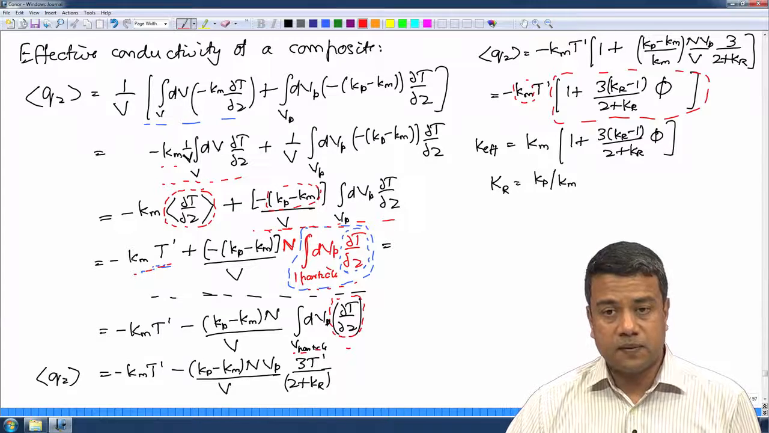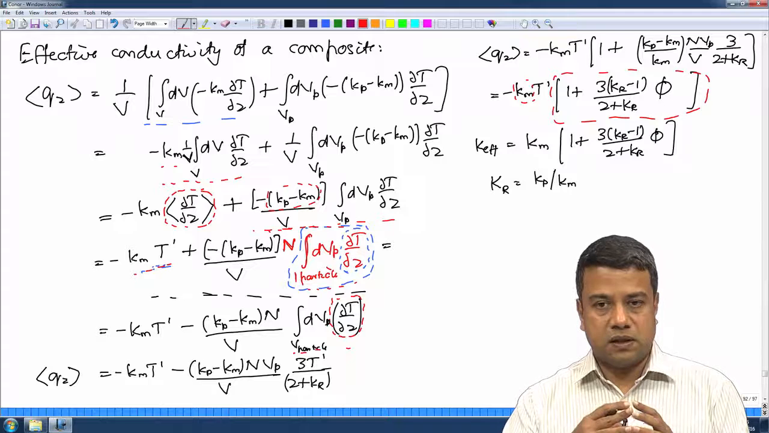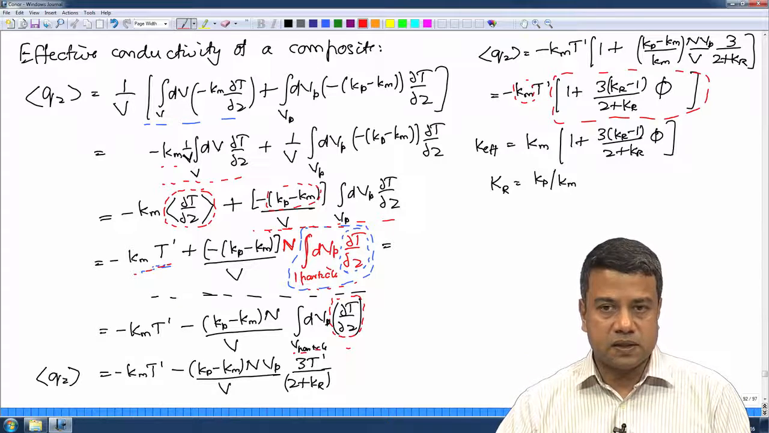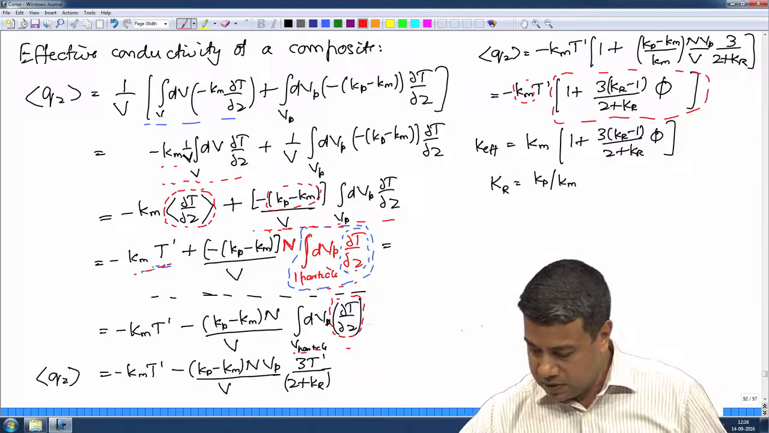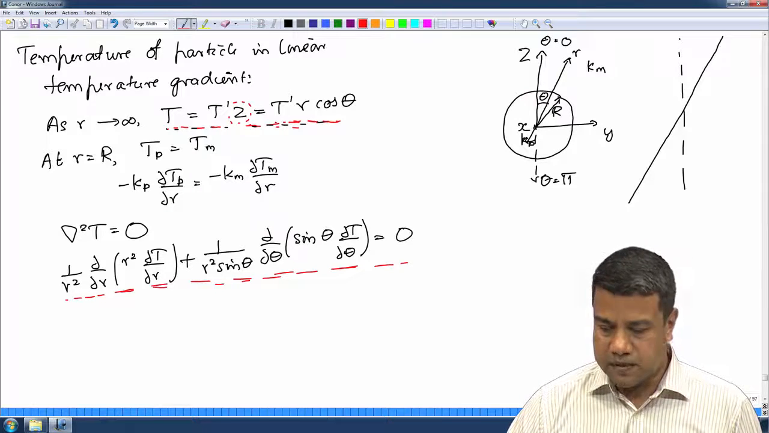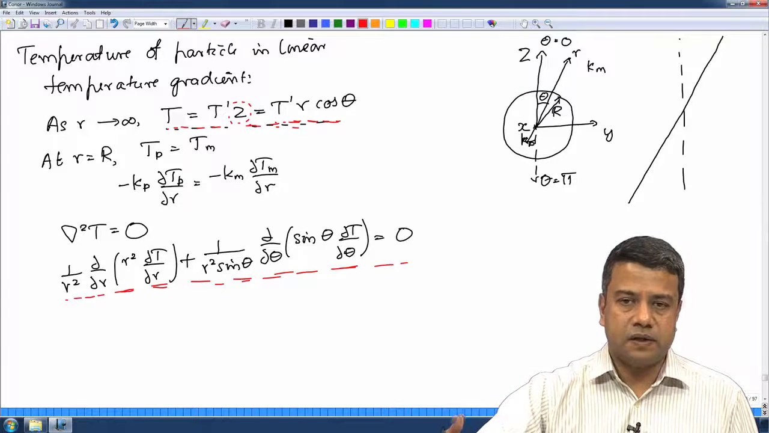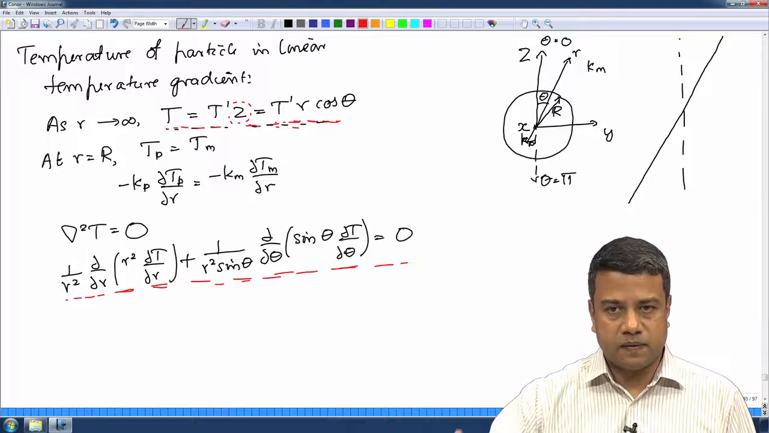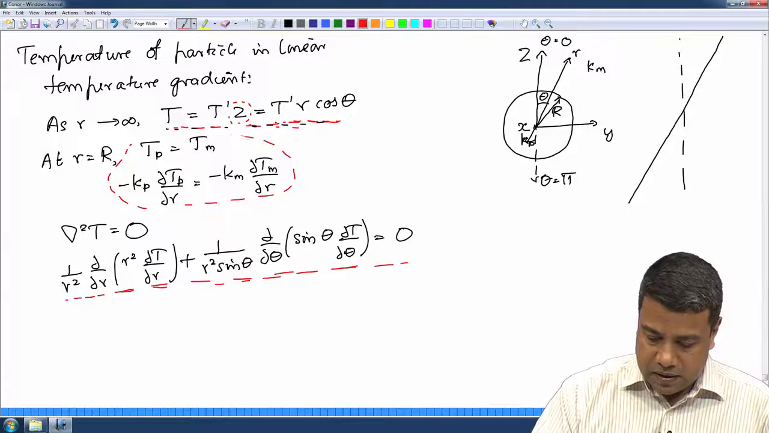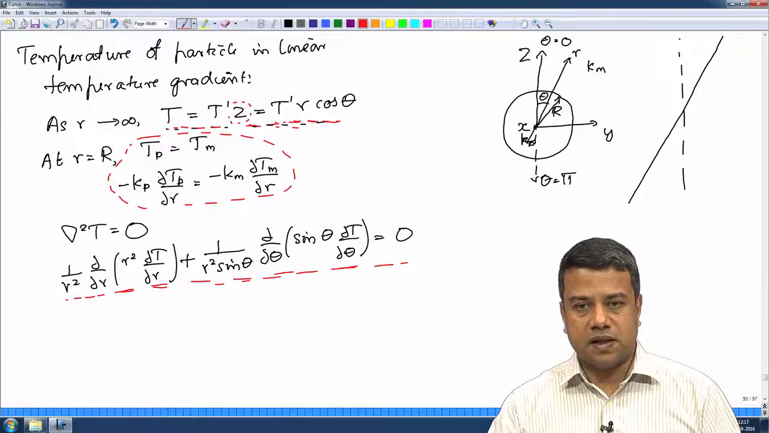Now, we had to find out the temperature gradient within a single particle, which was placed in a temperature field which had a linear temperature gradient far from the particle. So, that was our next task. How do you find the temperature gradient in one particle which is placed in a temperature field which is a linear temperature gradient far from the particle and which also satisfies the temperature and the flux boundary conditions at the interface between the particle and the matrix.